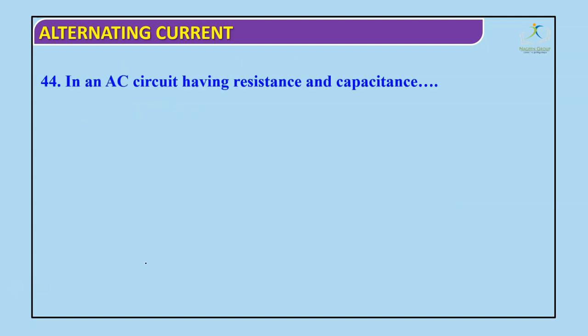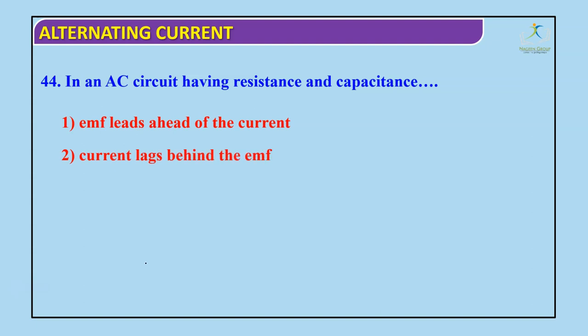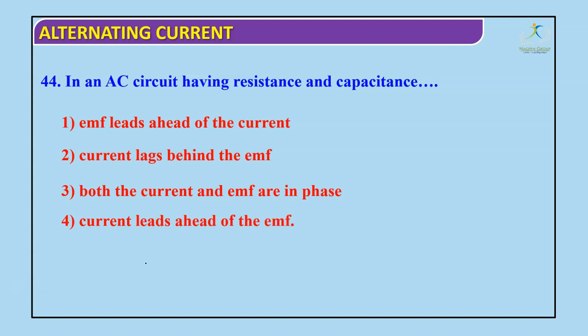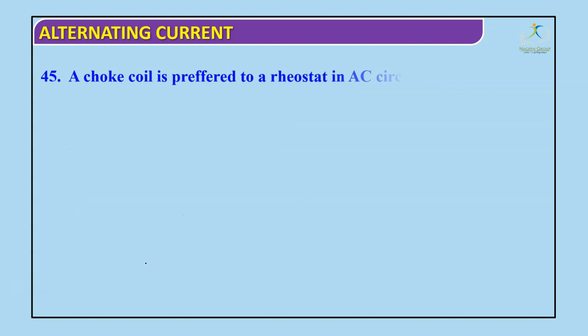Next question we have, in an AC circuit having resistance and capacitance, EMF leads ahead of the current, current lags behind the EMF, both the current and EMF are in phase, current leads ahead of the EMF. The correct answer for this question is current leads ahead of the EMF.